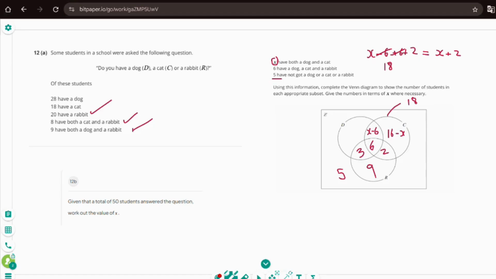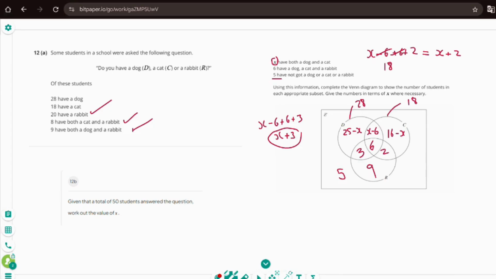Do something similar with the dog. The dog circle's got to equal 28 in total. X minus 6 plus 6 plus 3 is just x plus 3. And then 28, take away x, take away 3. Or 28, take away all of that. 28 take away 3 is 25, so 25 take away x.